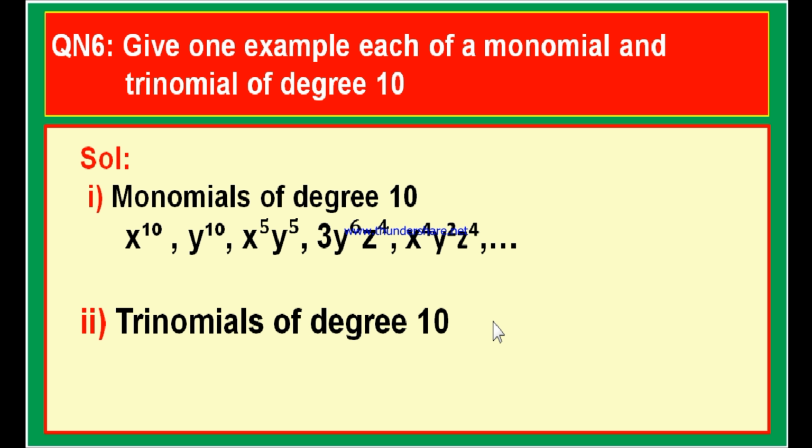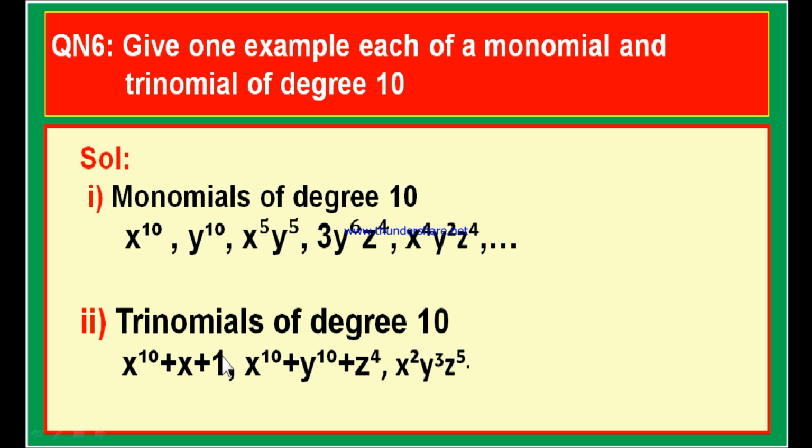Trinomial of 10th degree. You may see this: x power 10 plus x plus 1. Trinomial means it should be a polynomial of 3 terms. Any polynomial which contains 3 terms is called a trinomial. And it should be of 10th degree, meaning the highest exponent of the variable should be 10. You see, x power 10 plus x plus 1.